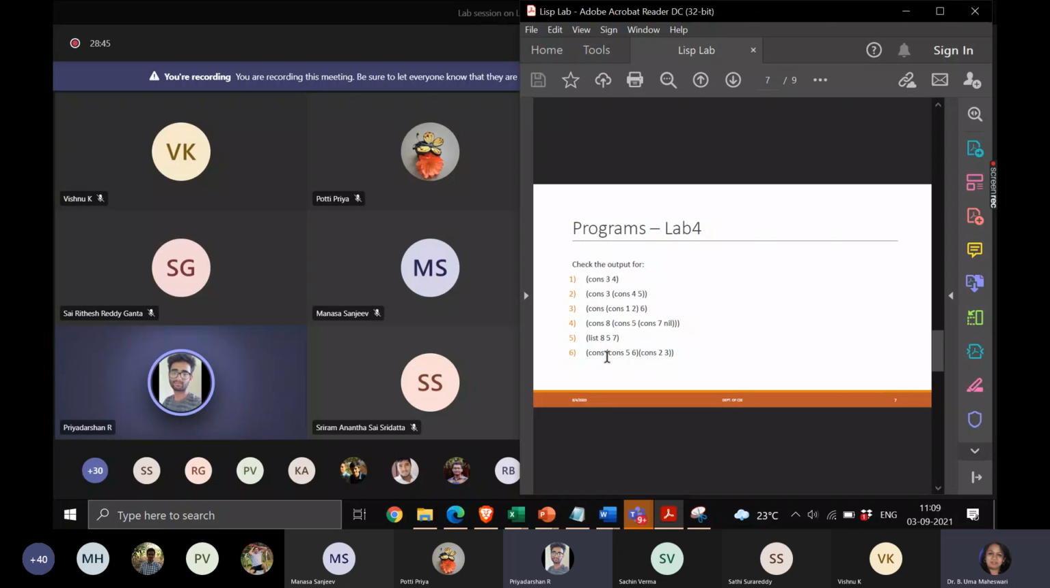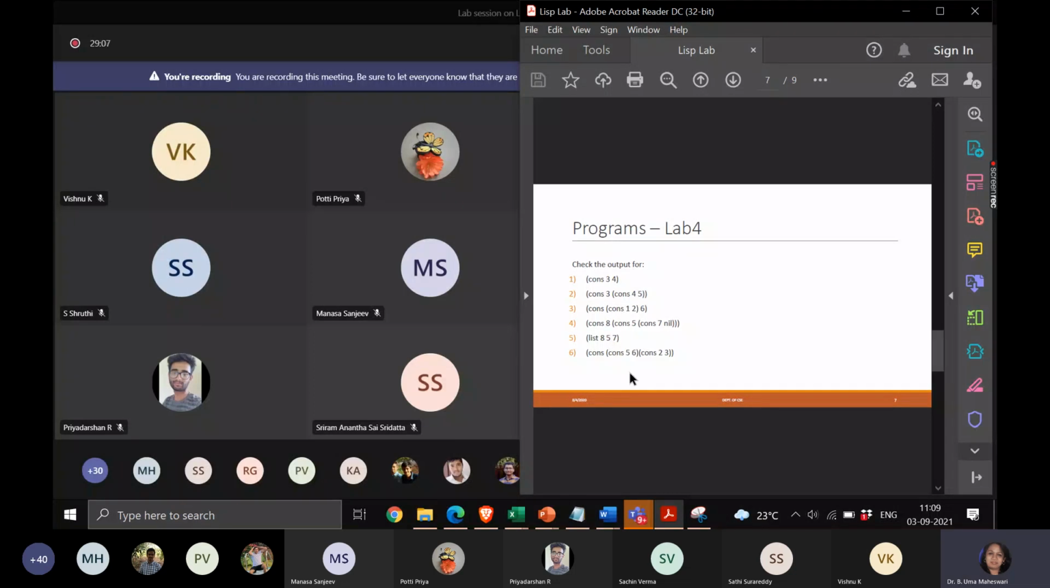Cons you are writing, right? So cons, the first one will be taken as cons 5, 6, second element will be taken as cons 2, 3, so that you cannot add one more cons. Yes. And can you put list instead of first cons? Instead of first cons, you just put list.